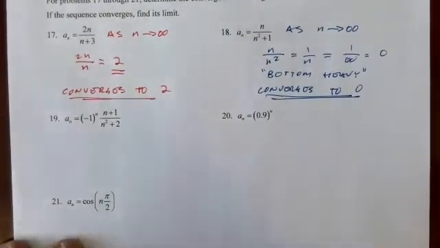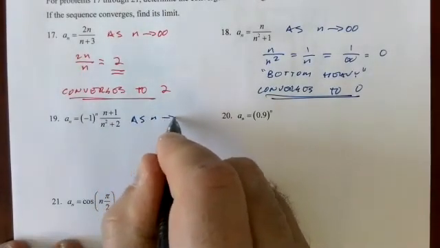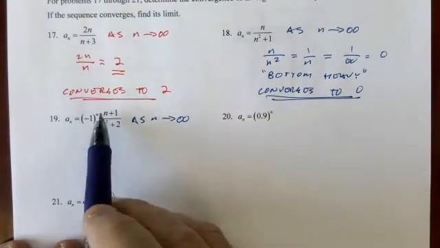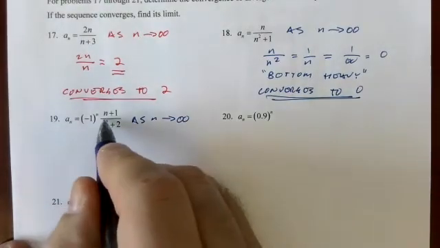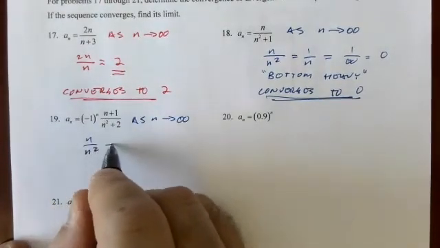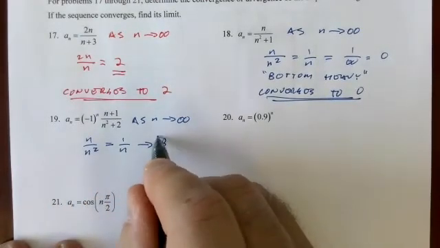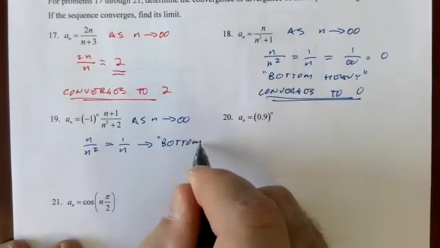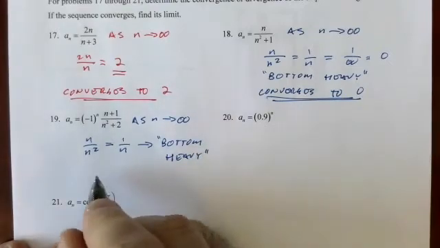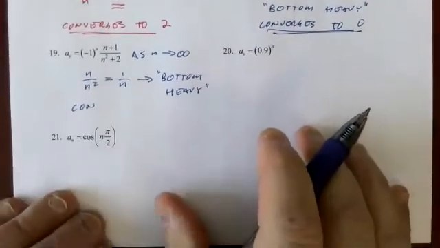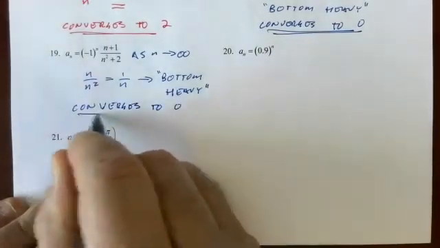Now over here, we've got this alternating piece. So as n goes to infinity, let's see what's going on. It's bouncing, but it doesn't matter. It's still going closer and closer to 0. We just showed that. We're going to get n over n squared, which is 1 over n, which means bottom heavy. Converges to 0.